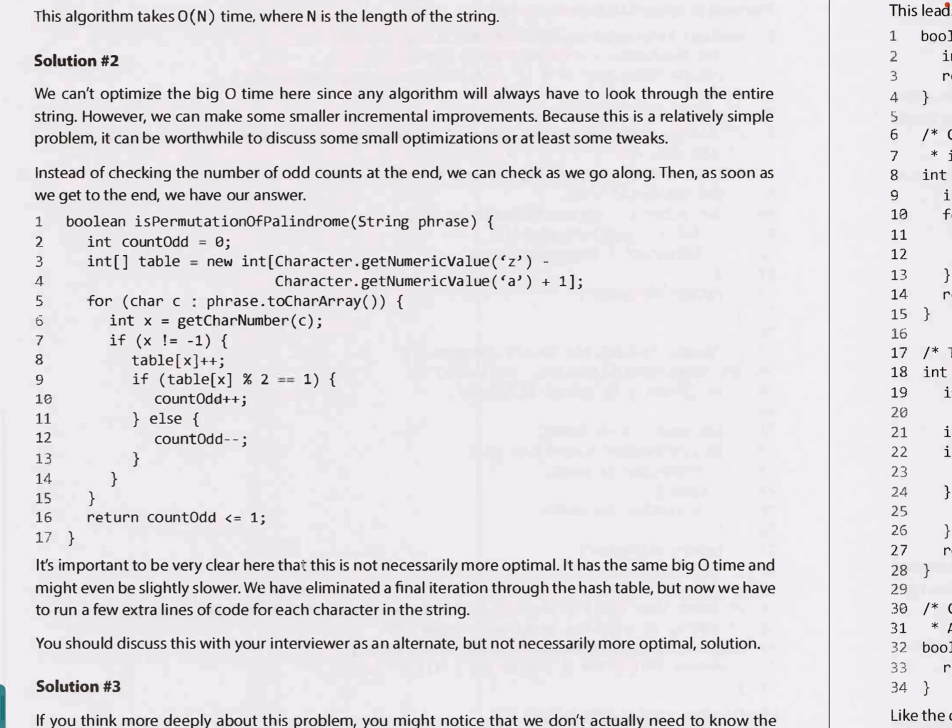Number 2. Can't optimize big O since we'll always have to look through. However, we can make small incremental improvements. Because this is relatively simple, it can be worthwhile to discuss some small ones. Instead of checking the odd counts, we can track as we go along. Yeah, that's pretty much what we're doing here. And as soon as we get to the end, we have our answer.